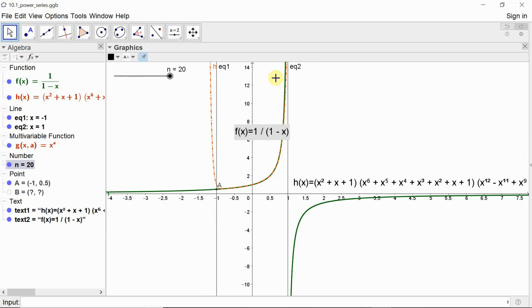You see how close they are here? It's hard to see over here because this becomes an asymptote. Like thinking about this function, right? 1 over 1 minus x, it's an asymptote. So now this polynomial of degree 20 couldn't possibly become vertical, right?